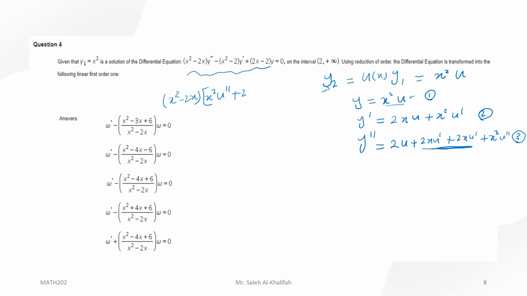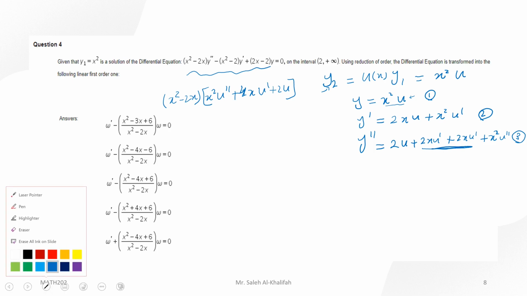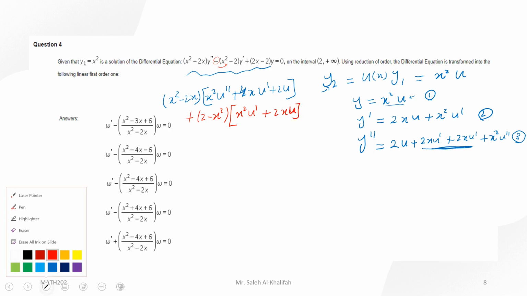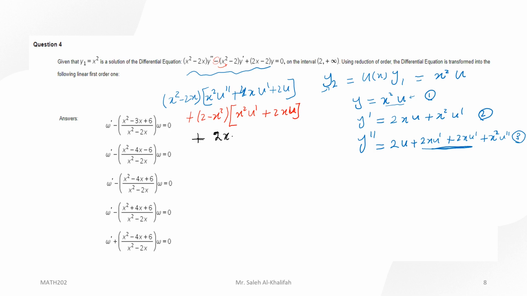Here we have 4x u prime plus 4x u prime plus 2u. تمام. عشان التوضيح راح اكتب كل شيء في لون، بعدين الماينس هذا put it inside it will be plus 2 minus x squared ضرب ال y prime which is what: x squared u prime plus 2xyu, then plus what: 2x minus 2 ضرب ال y which is what: x squared times u equals 0.